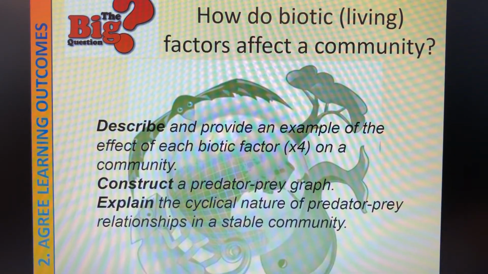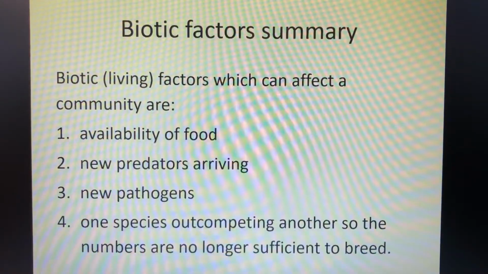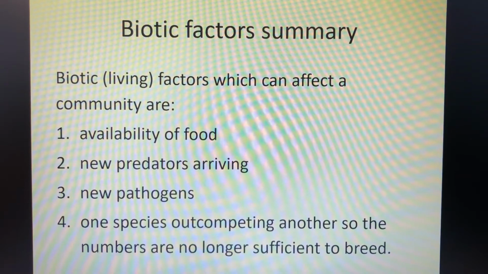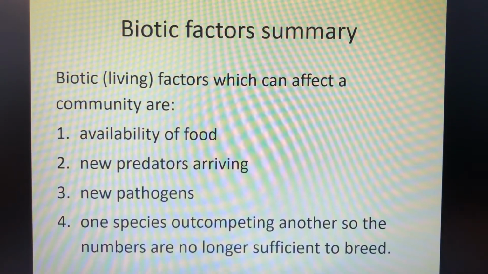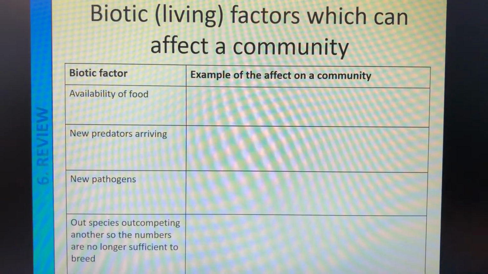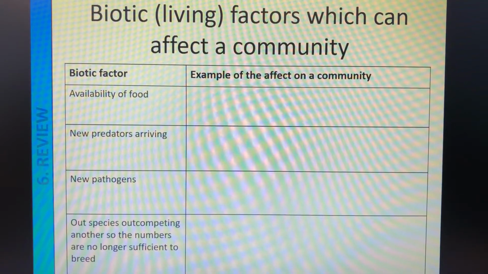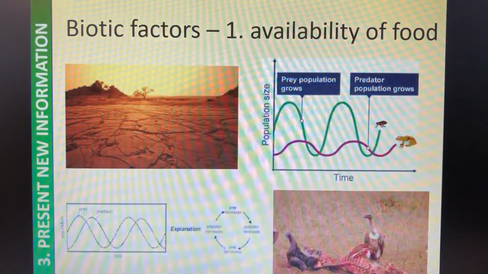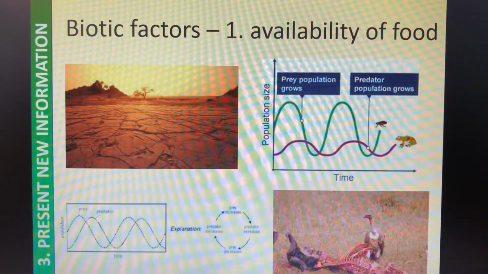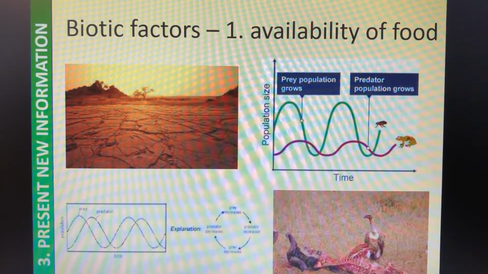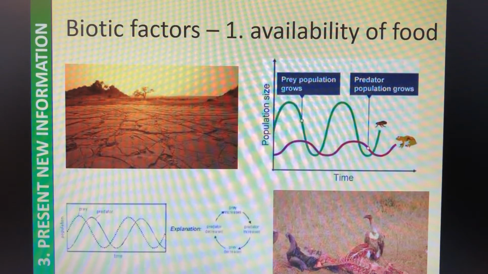Okay, so moving forwards. Here is our summary of the biotic factors, and we're going to talk about each of those in turn, just like we did for the abiotic factors. So if you want to create this as a table or print this table and then write the factors in, that's perfectly okay. Otherwise, we can just use subheadings. So the first one is availability of food, and that could change due to an environmental condition.